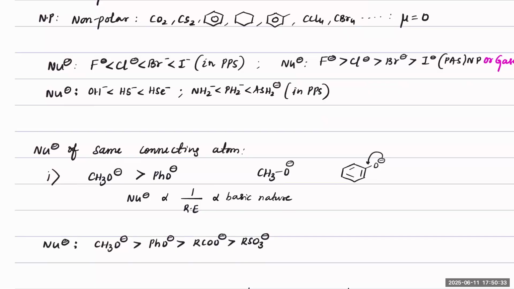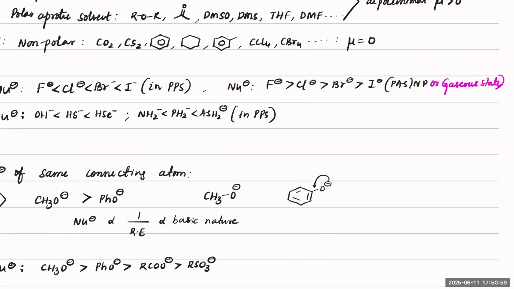In group 16, you know that OH minus, HS minus, HSe minus, these are the bases. So this is a weaker base, but a stronger nucleophile in polar protic solvent. Correct? And arsenic AsH2 minus is a weaker base, but a stronger nucleophile in polar protic solvent. Okay. Now, you might wonder why is this happening?